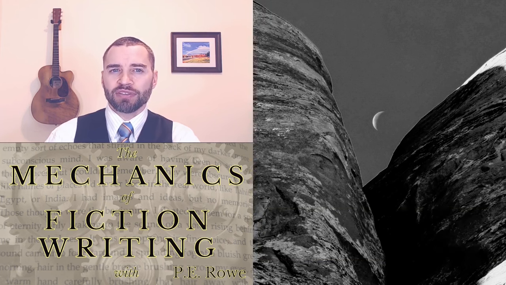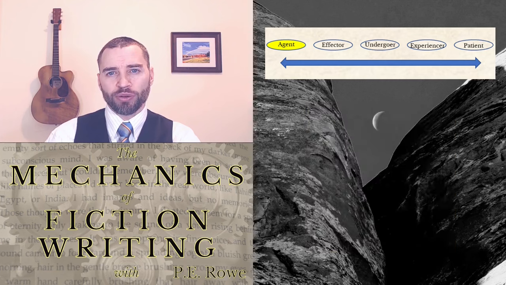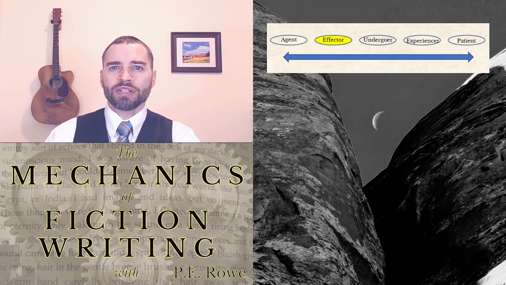At the active end, the agent. The most active characters in the story are the agents. The word agent comes from the Latin verb agere, which literally means to do. Agents are the doers of the story world. The agent takes charge and acts, usually in their own interest, and it is their will that drives the story forward.